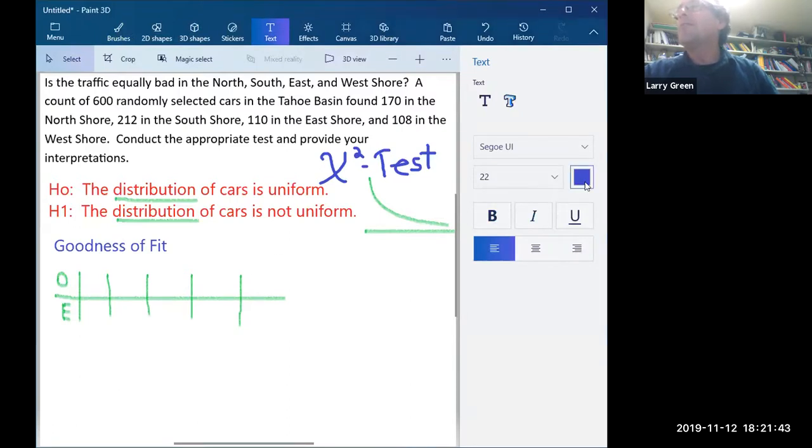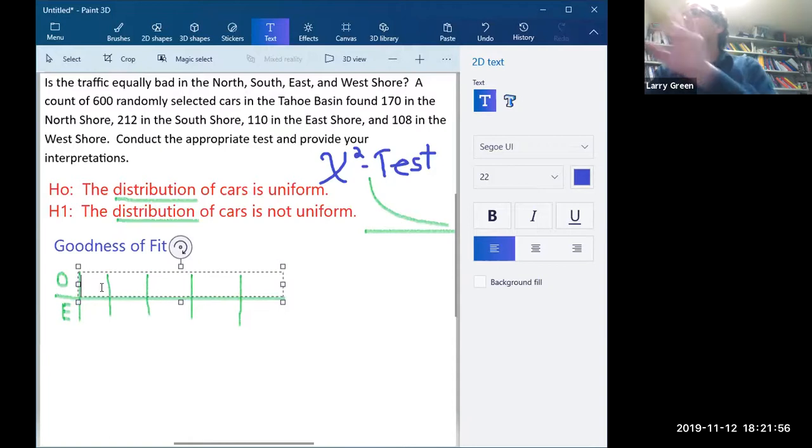The observed is actually pretty easy to see because those are the values that you observed. And what we observed in the North Shore were 170. In the South Shore were 212. In the East Shore, 110. And in the West Shore was 108. Any questions for the observed?